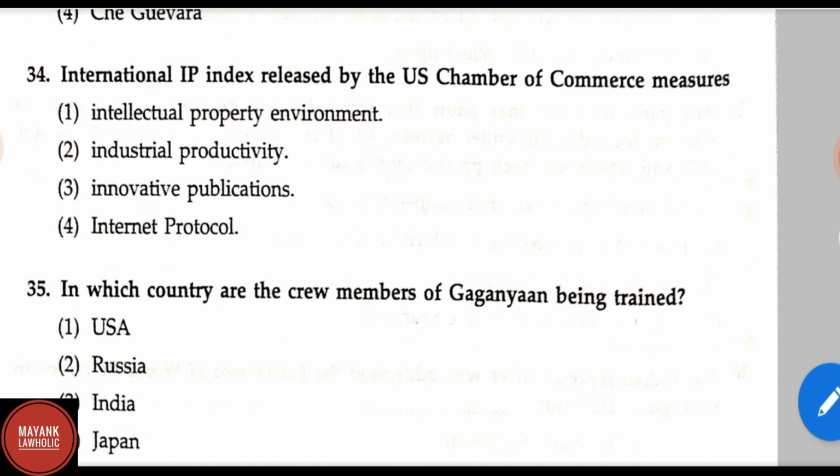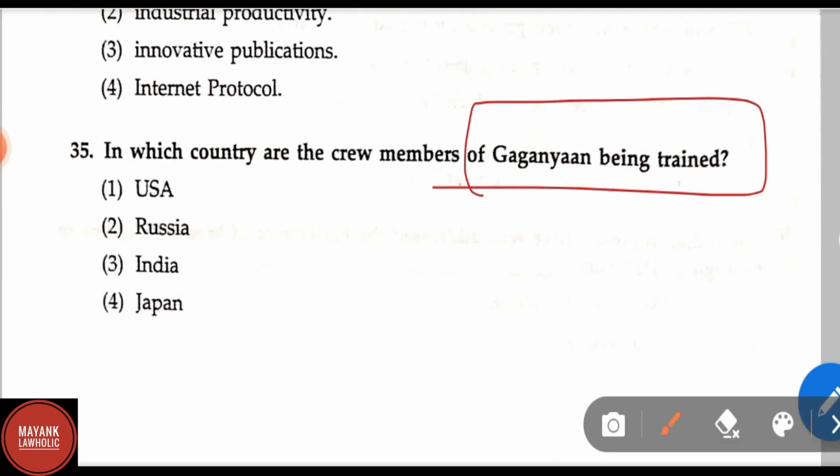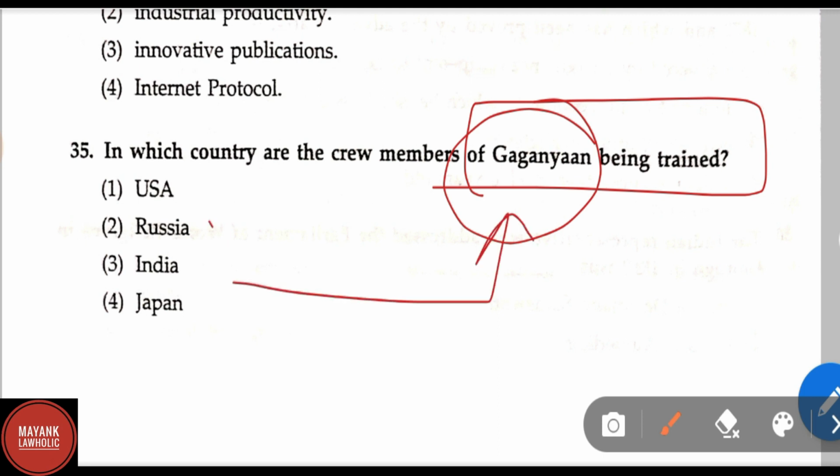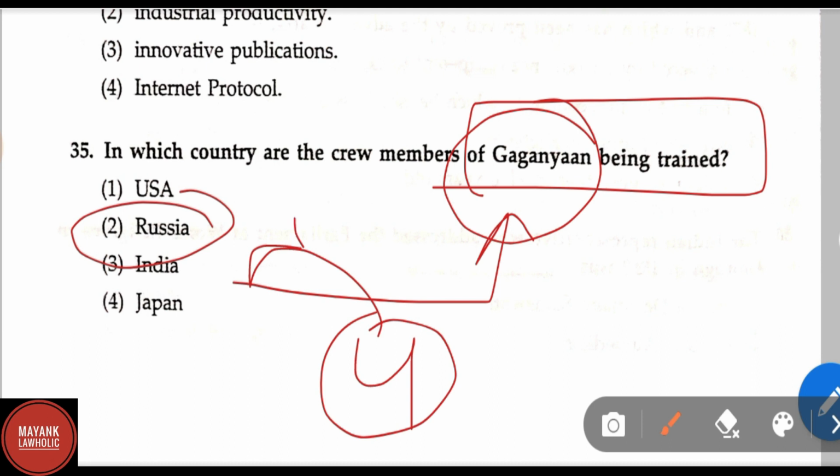Now let us see the question number 35. In which country are the crew members of Gaganyaan being trained? Options are USA, Russia, India, Japan. So this mission is of India, Gaganyaan. Answer is Russia, because in Russia, four Indian astronauts are getting trained for the mission Gaganyaan.